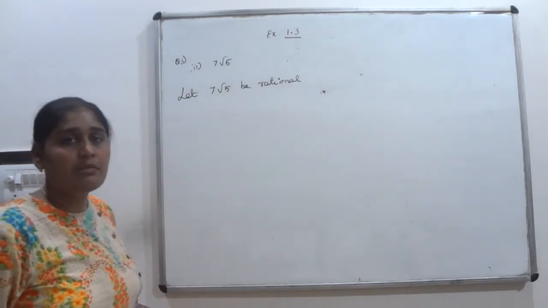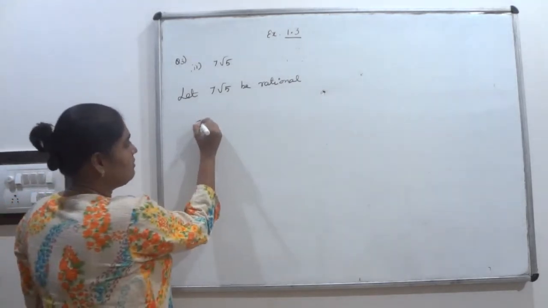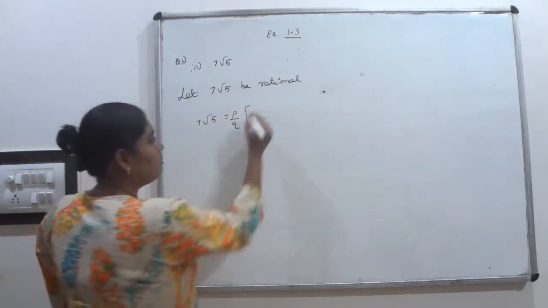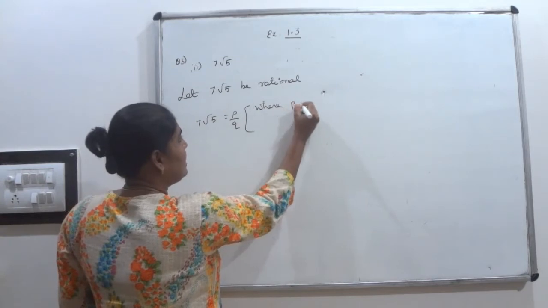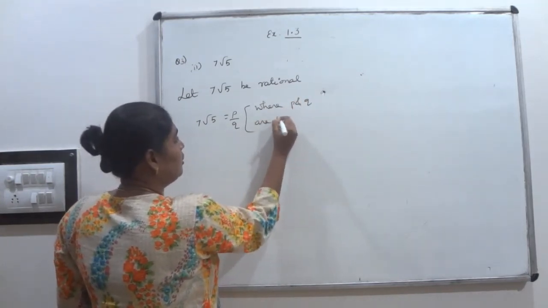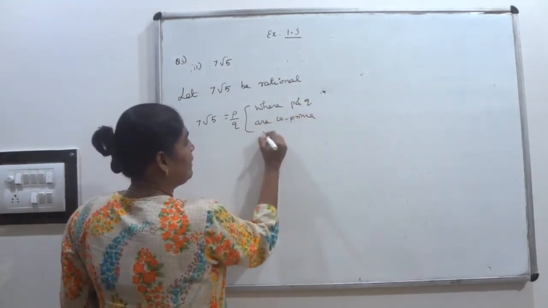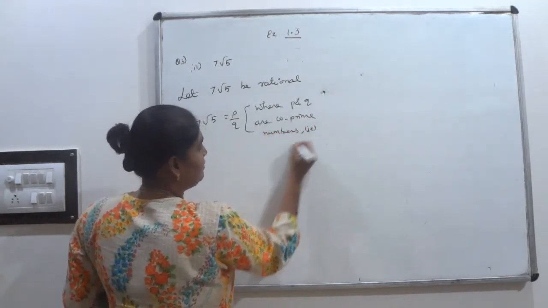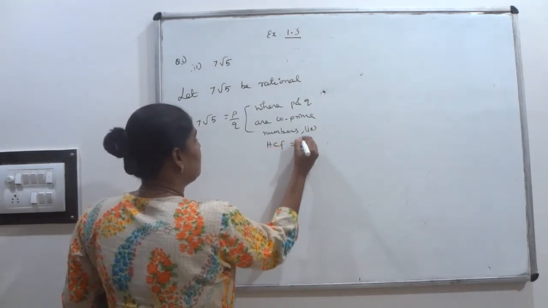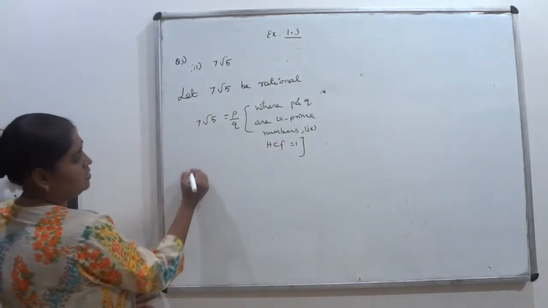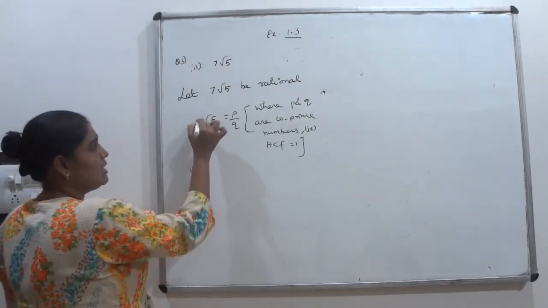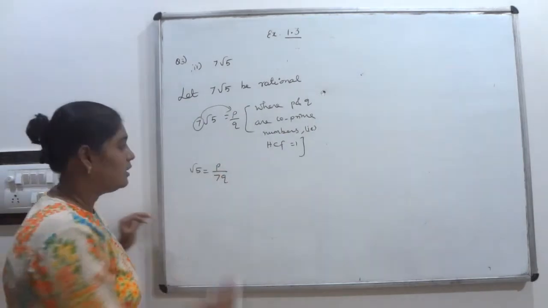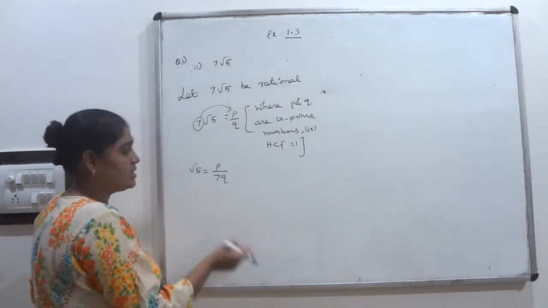Rational number means we have to write it in the form of P by Q. So 7 root 5 is equal to P by Q, where P and Q are co-prime numbers. Their HCF is 1. So root 5 is equal to P upon 7Q, since 7 goes outside, divided by 7.